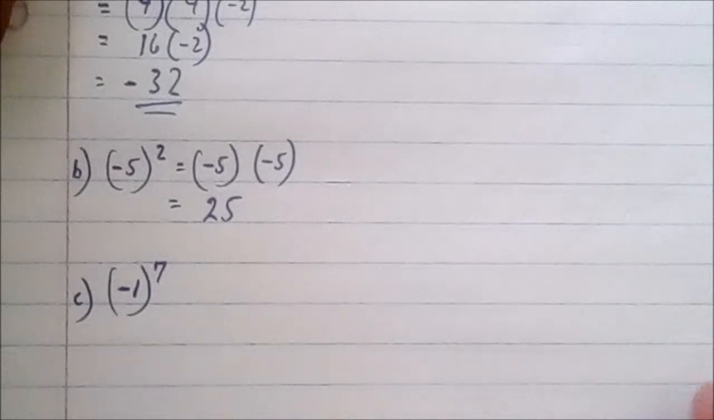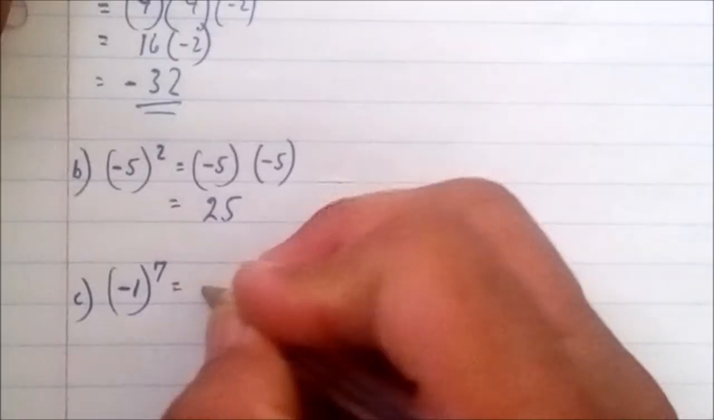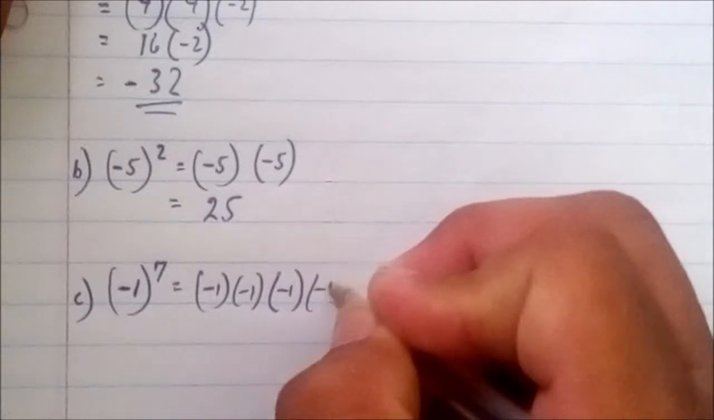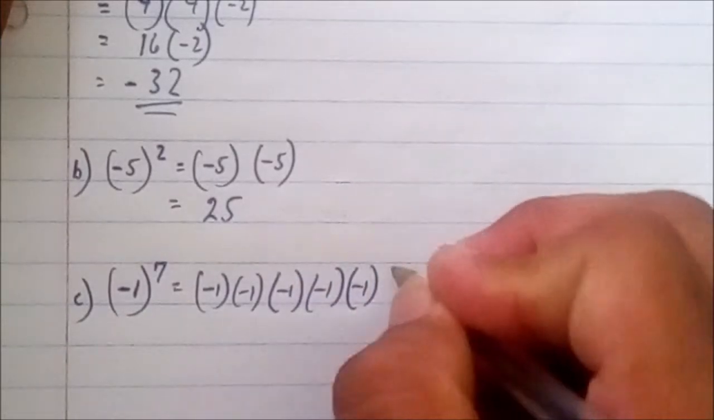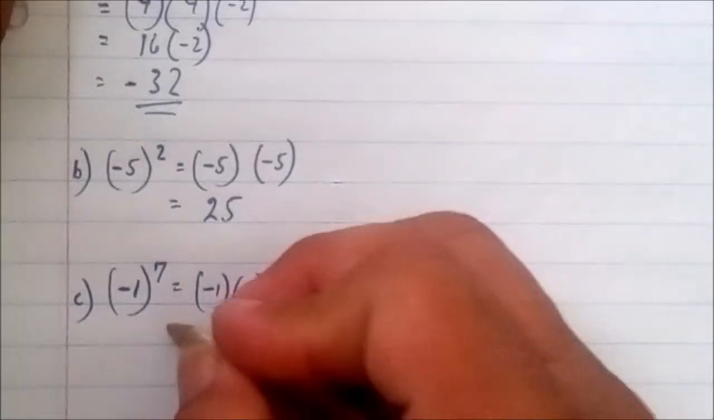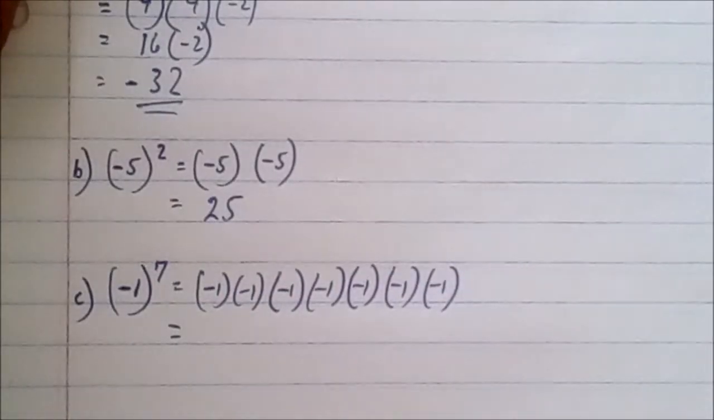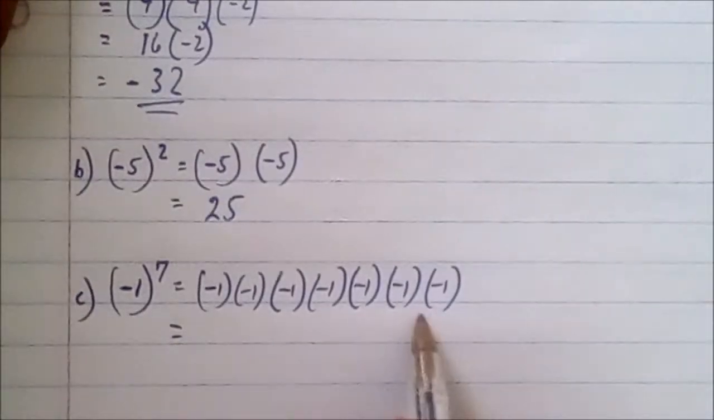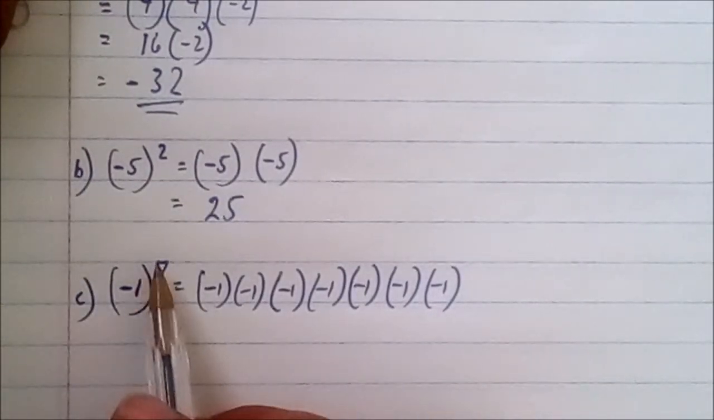Okay, so when we expand this out, we end up with negative 1 times negative 1 times negative 1 times negative 1 times negative 1 times negative 1 and times negative 1. Okay, we write the base, negative 1, as a factor 7 times, right? Because that's the number of times you have up there.